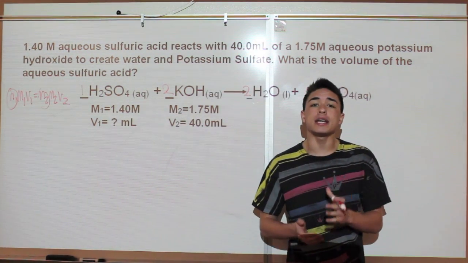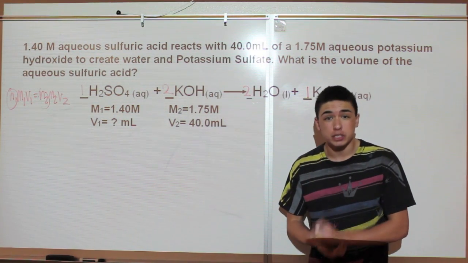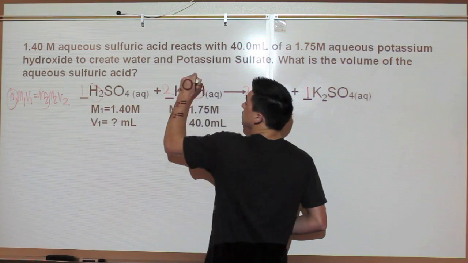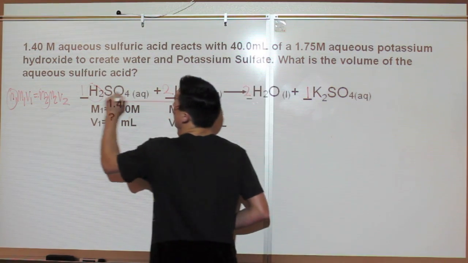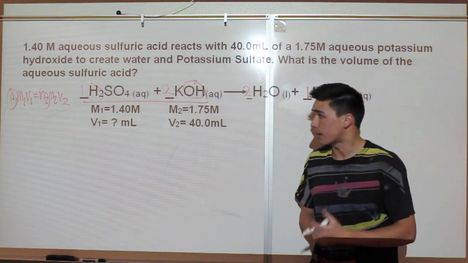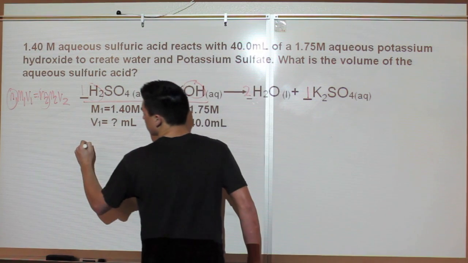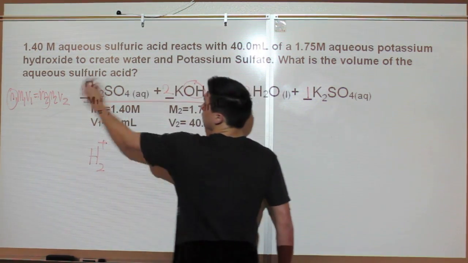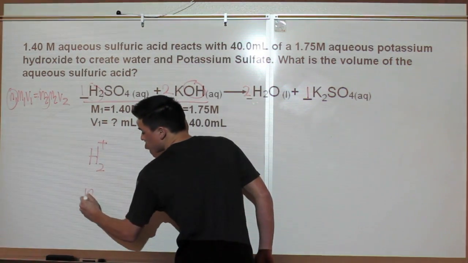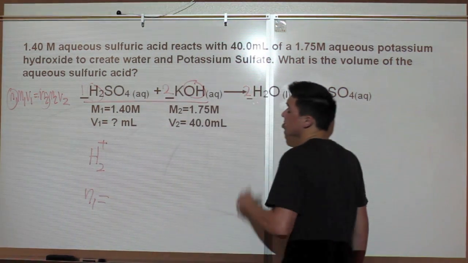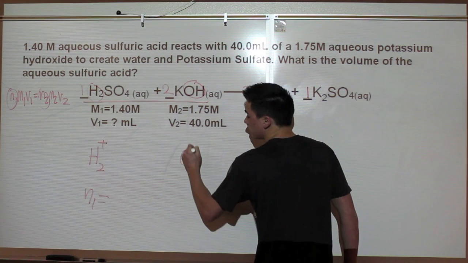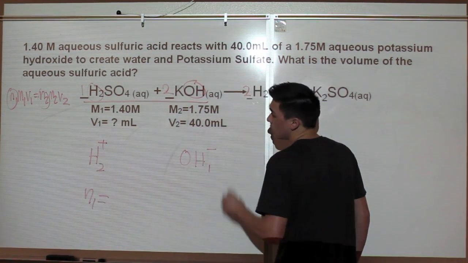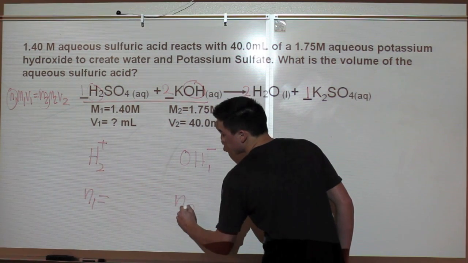This can be found by looking at the relationship of subscript and charge in H plus and OH minus in the compounds on the reactant side. Okay? So, H plus with a subscript of 2 from sulfuric acid will solve for N1. And OH minus with a subscript of 1 will solve for N2.